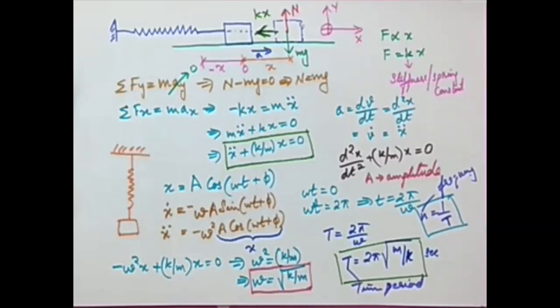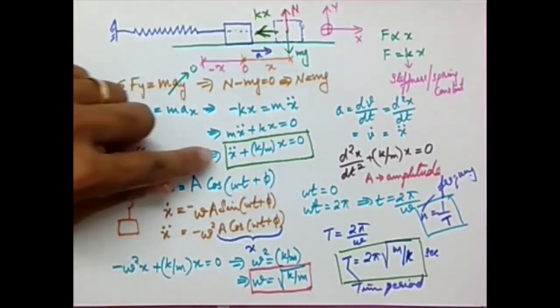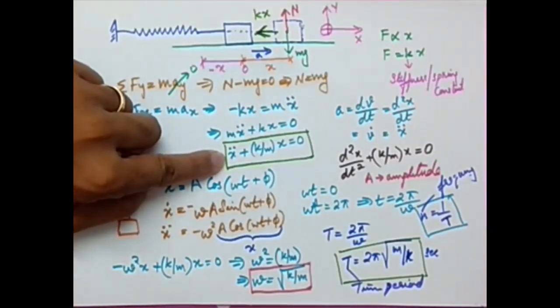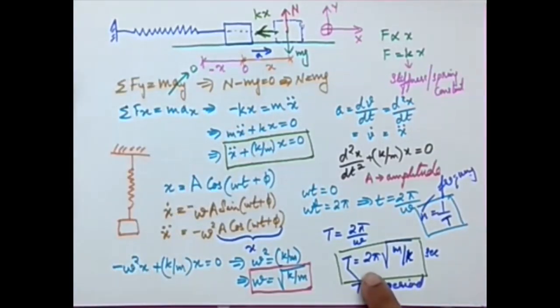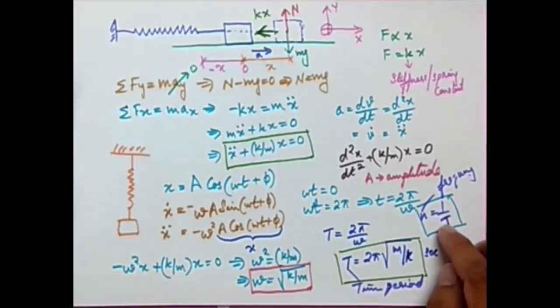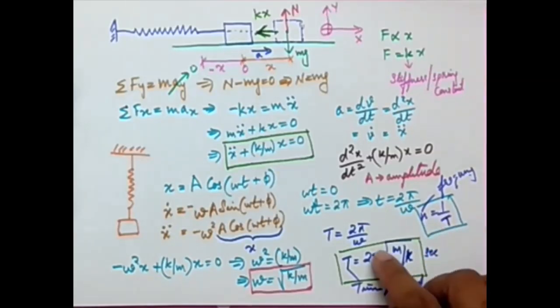So these are the take home from this particular lecture. One is this very important equation of dynamics, that is x double dot plus k by m x equal to 0. The expression for time period T is equal to 2 pi root m by k, and the frequency, which is inverse of time period. So what will be the expression? n equal to 1 by 2 pi root k by m.